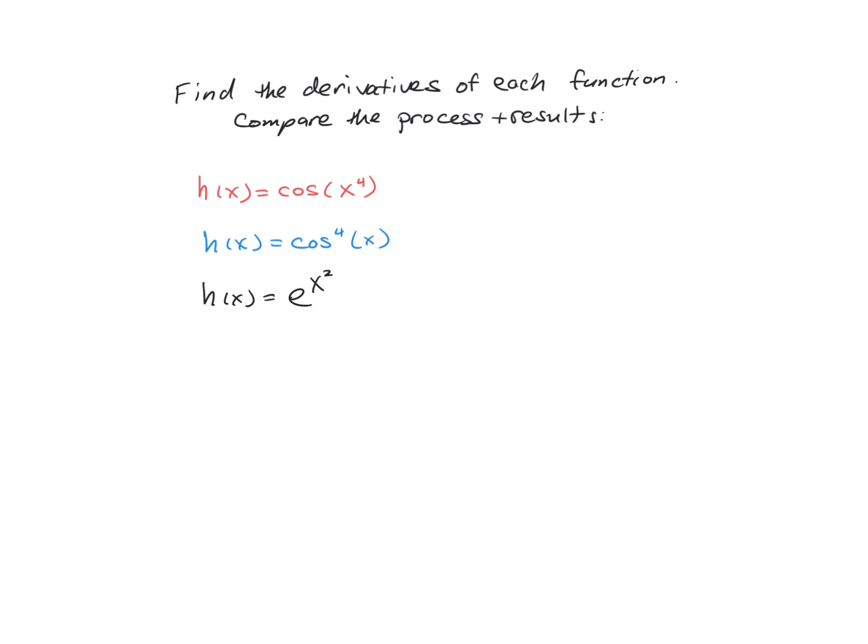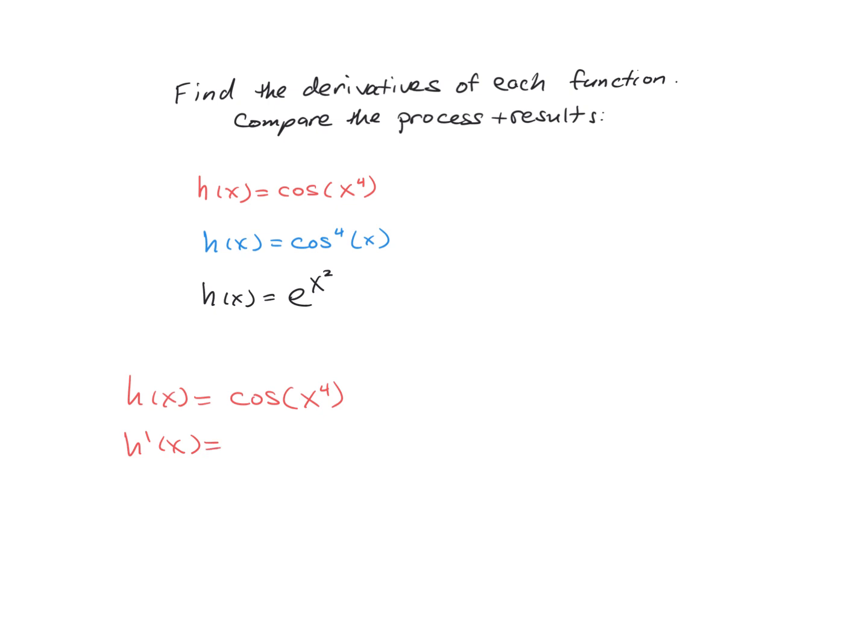Okay, so for this video, we want to find the derivatives of each of the following functions and compare and talk about the process for finding each one. So for the first function, h of x is the cosine of x to the fourth. You will notice that it's really easy to identify what is the inside and the outside functions for using the chain rule.